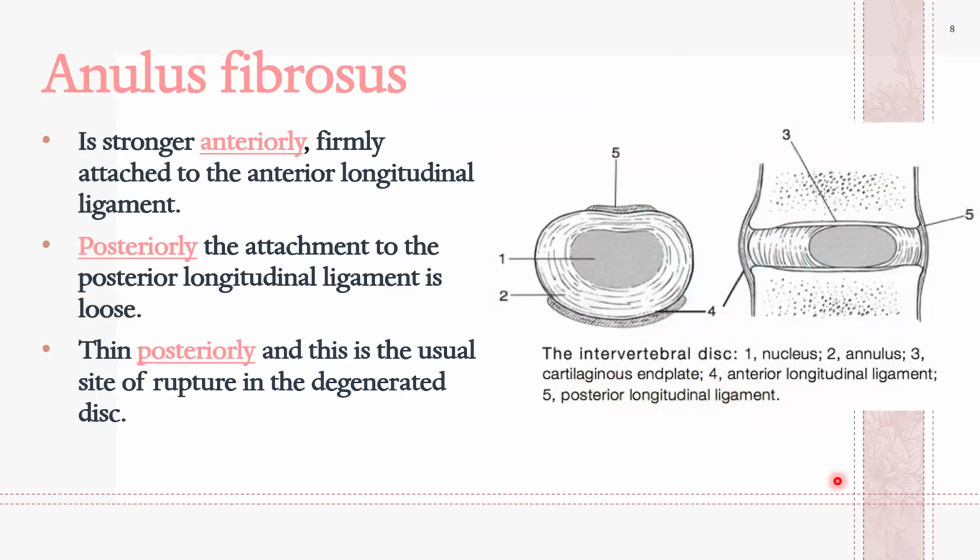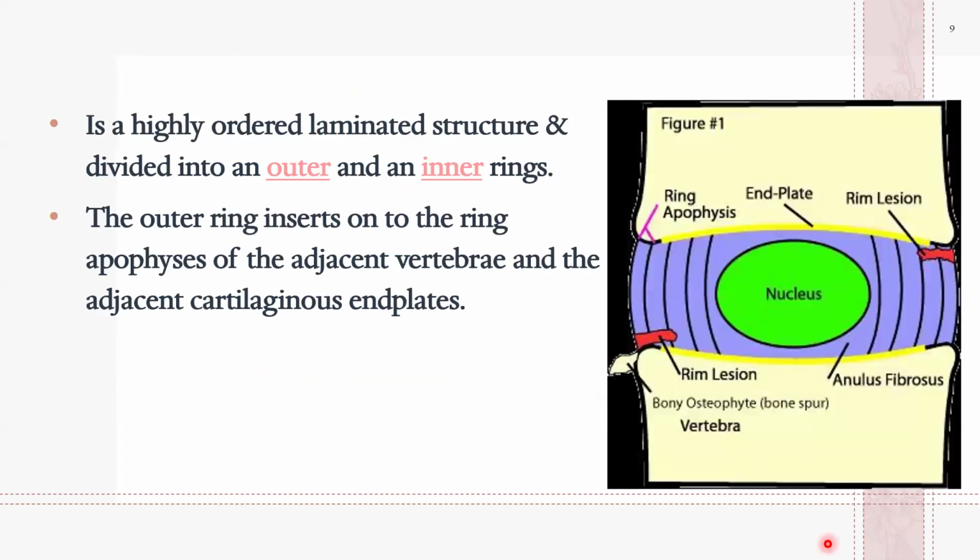The annulus fibrosus is attached anteriorly and firmly to the anterior longitudinal ligament, as we see in this axial view of the intervertebral disc. But posteriorly, it has a loose attachment, and it's usually the site of rupture in the degenerated disc. It's considered a highly ordered laminated structure that's divided into outer and inner rings.